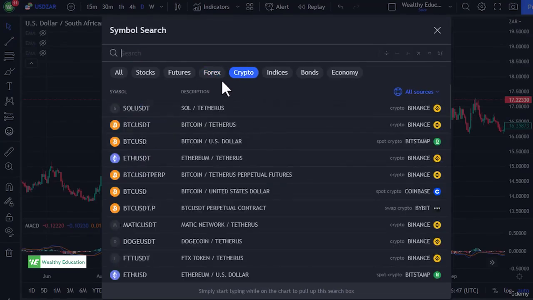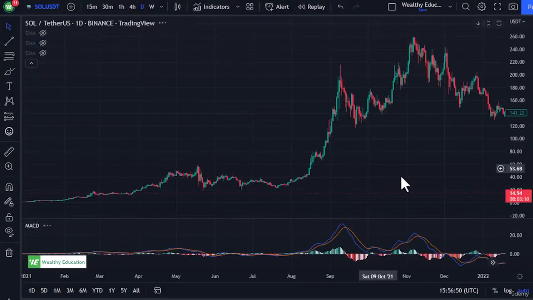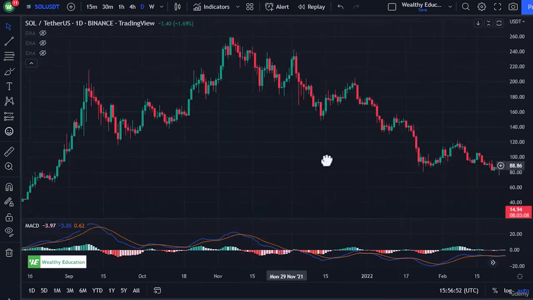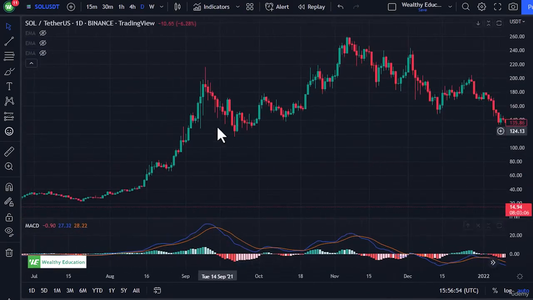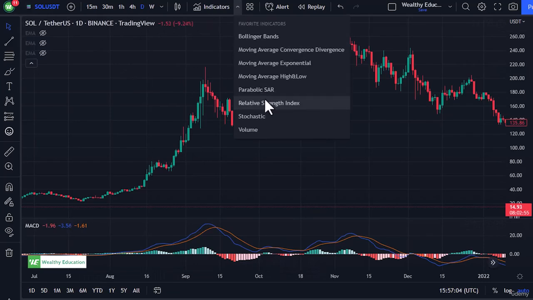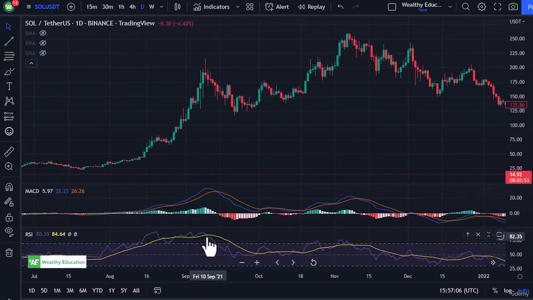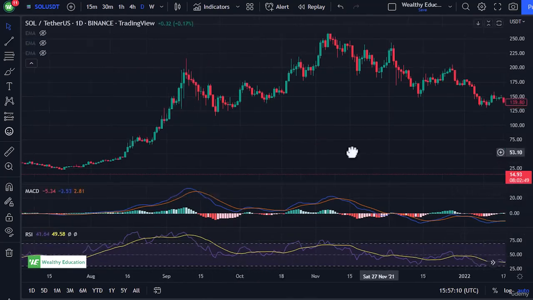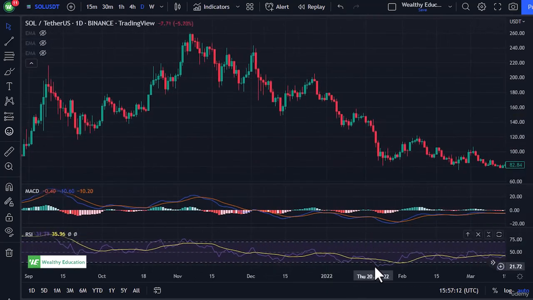Let's go ahead and go into the crypto world here. We'll do Solana. So overbought condition right there, you started selling. Notice how price was rising rapidly. The histogram was dropping. That would have been a little bit of divergence. Let's add the RSI back on. You can see we were definitely overbought there. Kind of drifted over and started falling. Oversold condition right here led to a short-term buying opportunity.